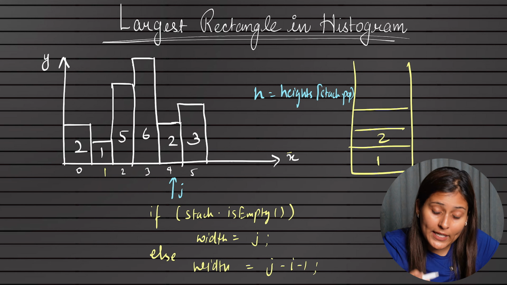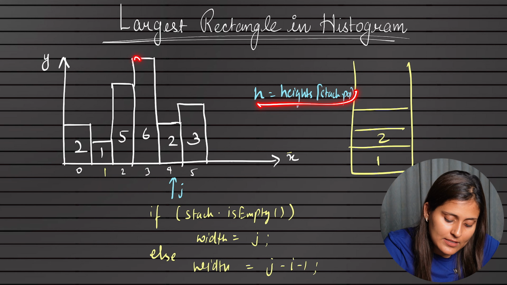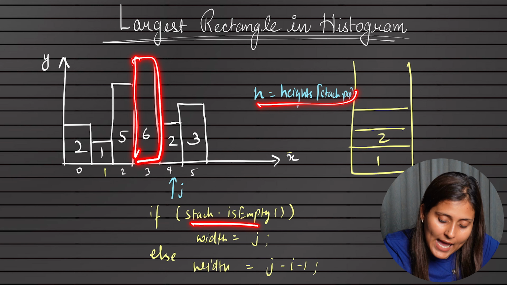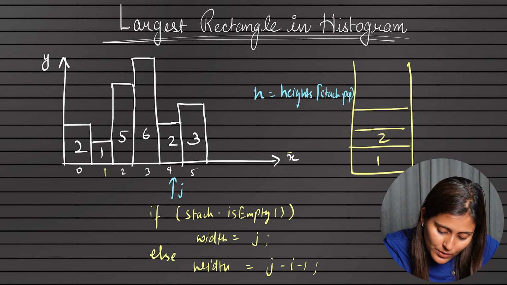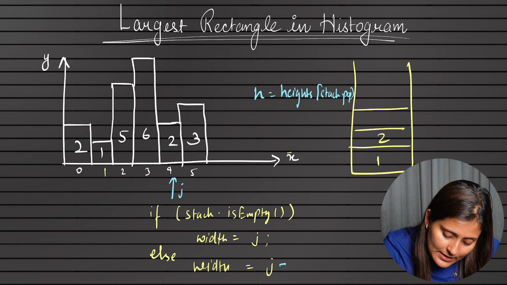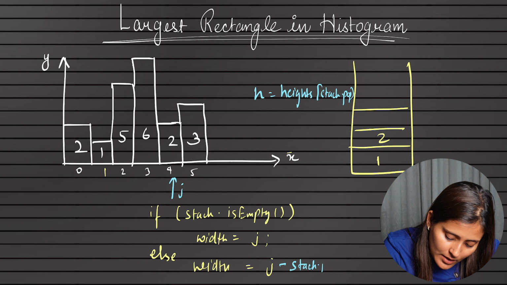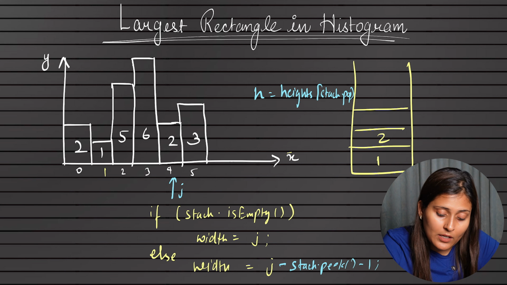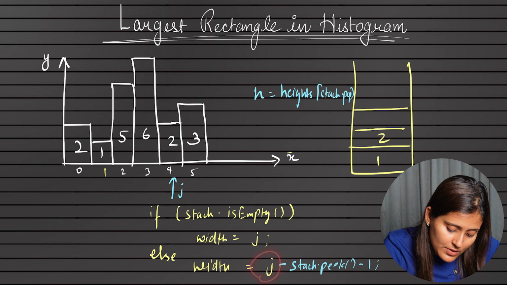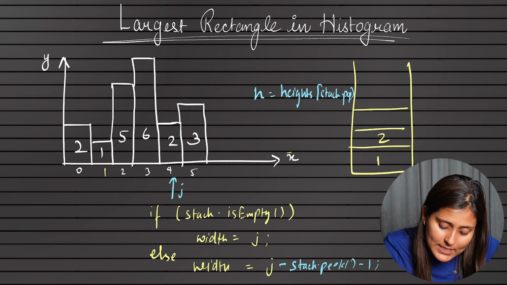So how will we calculate the width for this? Definitely height will be 6, correct? And width will be, is the stack empty? No. So how will we calculate? J minus, as we don't have i, we'll use j minus stack dot peak, which is nothing but i only, and minus 1. So what is j? J is nothing but 0, 1, 2, 3, 4. What is stack dot peak?